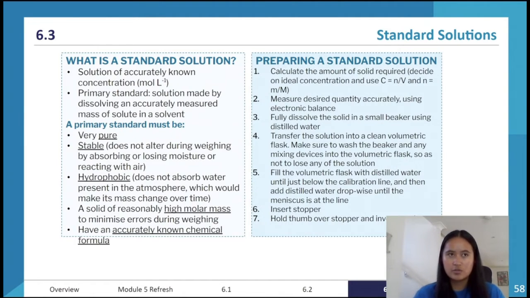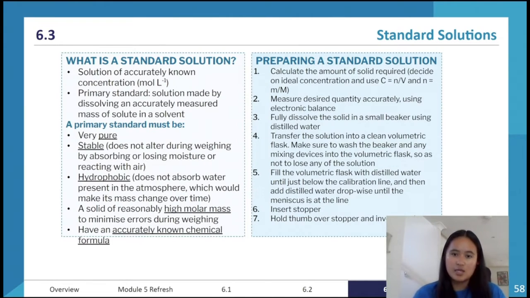Sodium hydrogen carbonate is a chill one, very easy to use. I like that one. I don't know how good of a standard it is, but yeah, we used that one.